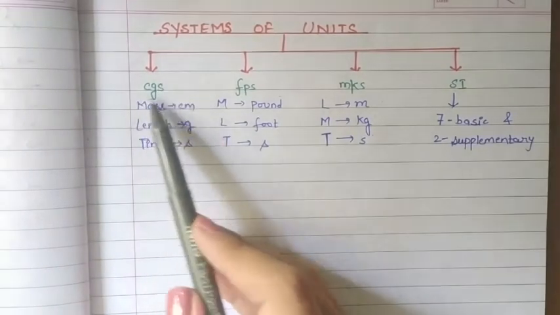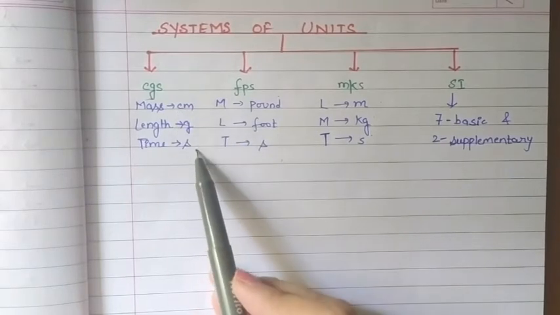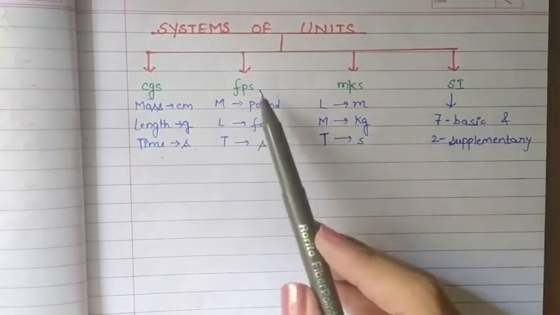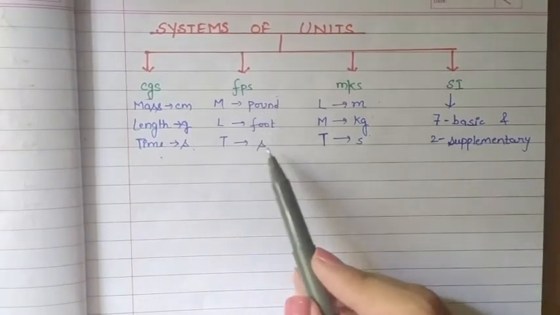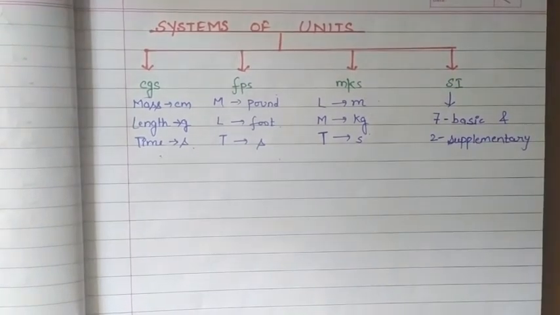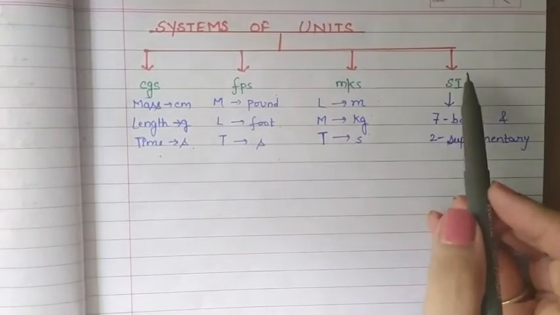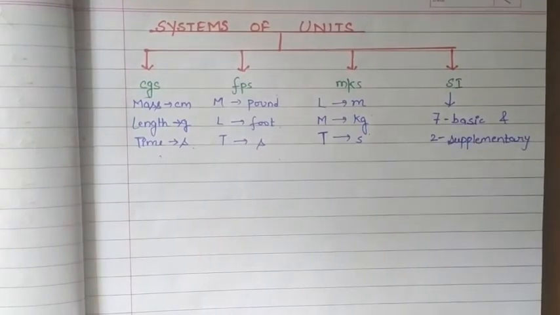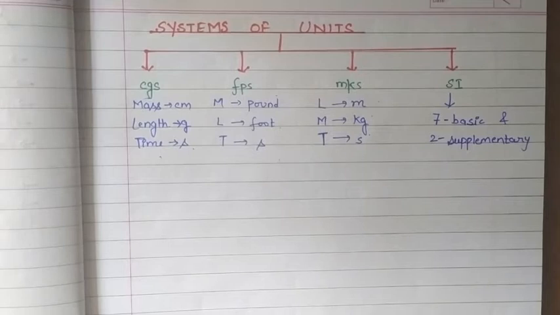In CGS system, the units are centimeter, gram and second for length, mass and time. In FPS system, for mass it is pound, for length it is foot, and for time it is again second. In MKS system, unit for length is meter, for mass it is kilogram, and for time it is second. In SI system, now SI system is the international system of units, and it contains 7 basic SI quantities as well as 2 supplementary ones.